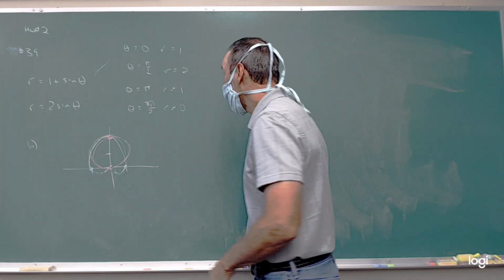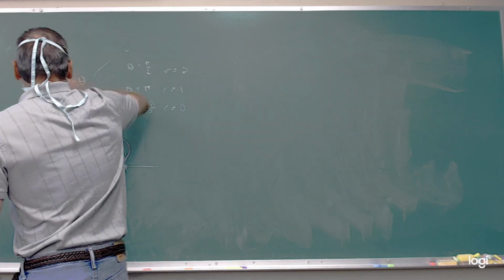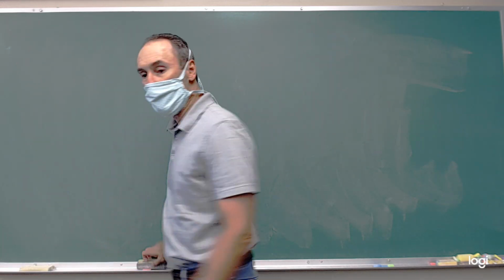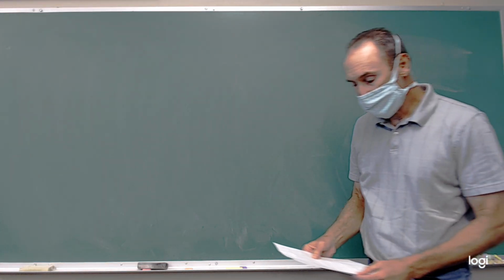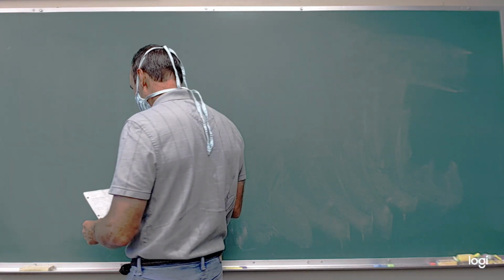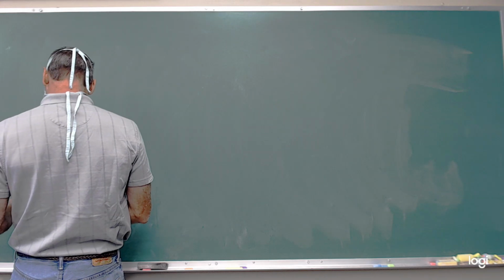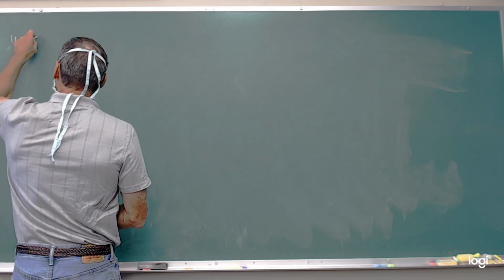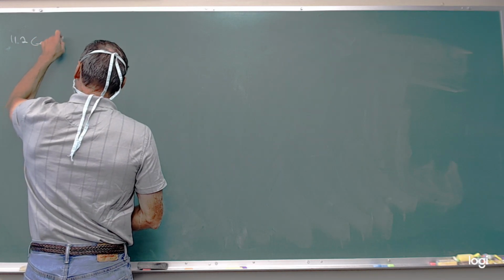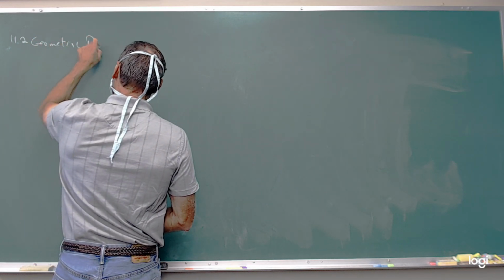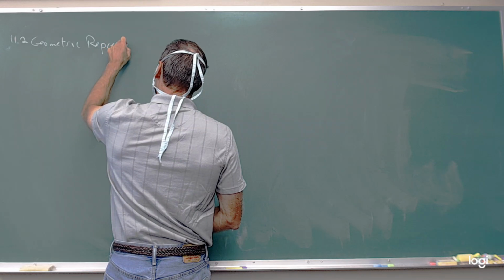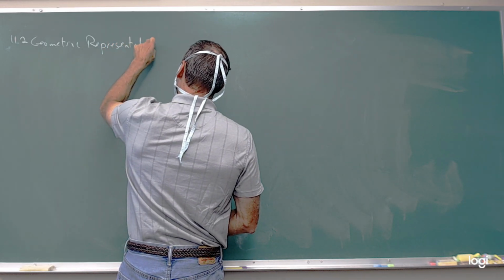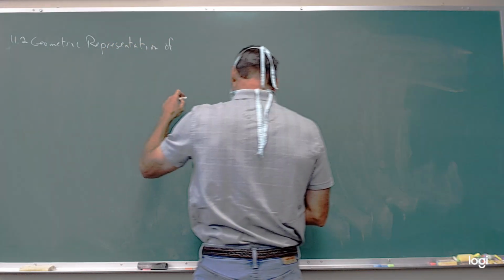Well, that wraps that up. So we're talking about polars, and now we're going to try to see a connection with complex numbers. So this is now 11.2, and this is going to be the geometric representation of complex numbers.